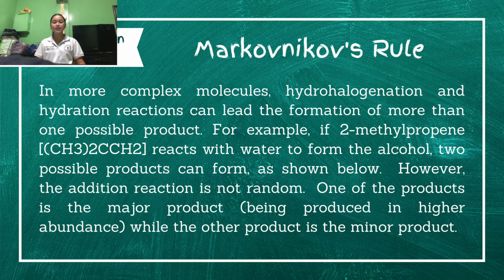So step 1 is protonation, or adding H+. The hydrogen ion, H+, from H2O or HCl attaches to the carbon in the double bond that already has more hydrogen atoms. Step 2 is carbocation formation. This creates a carbocation intermediate at the other carbon. A more stable carbocation leads to the major product.